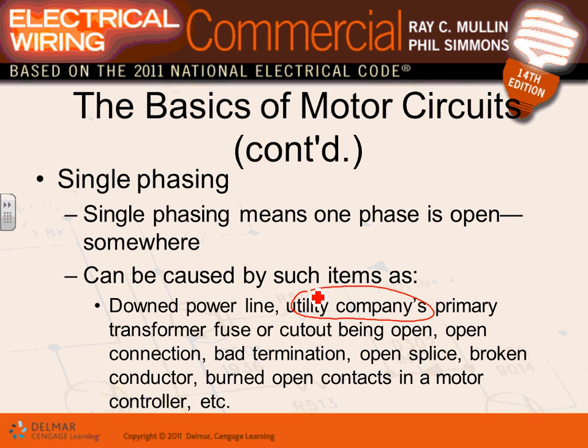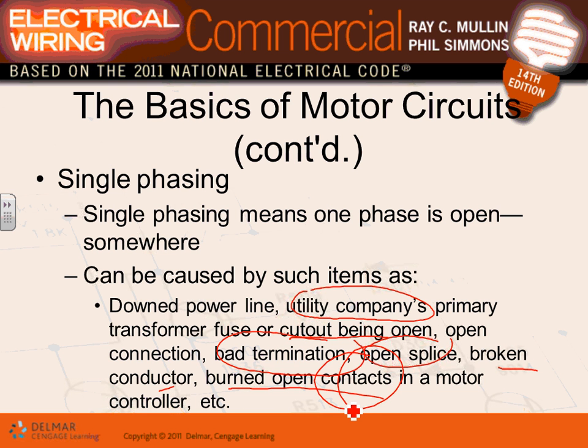One of their fuses, there are three fuses, one of them blew on the transmission or distribution line, and the other two are still running. That is single phasing, right? The primary and the utility transformer cutouts are open. One of them is open, or two of them are open, single phasing. How about a bad termination? You have lugs, guys, and one of them got loose and opened, anywhere inside your power system. That's single phasing. Open splices, same thing. Broken conductor, burned open contacts.